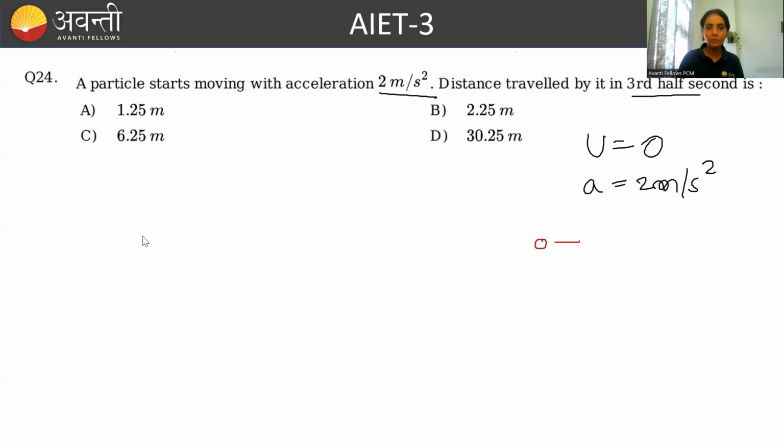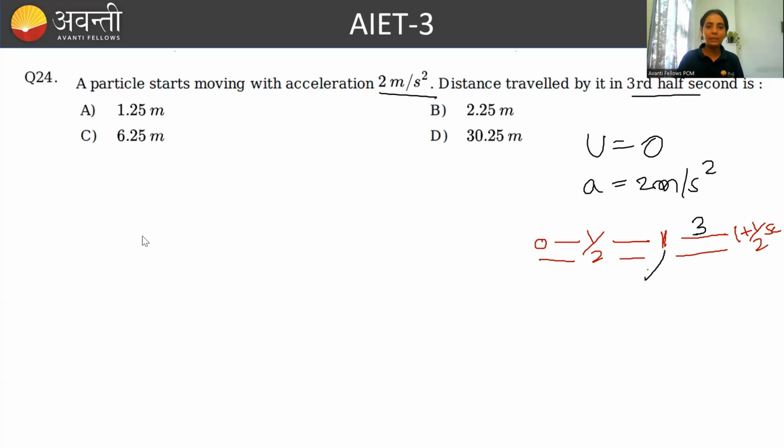First half second means 0 to half second. Second half second means half to 1 second. And third half second means 1 to another half, so 1 plus half second. So we have to calculate distance traveled by it in third half second. So this is first, this is second, this is third. So we have to calculate distance covered in which interval of time? In this interval, from 1 to 3 by 2 seconds, right?